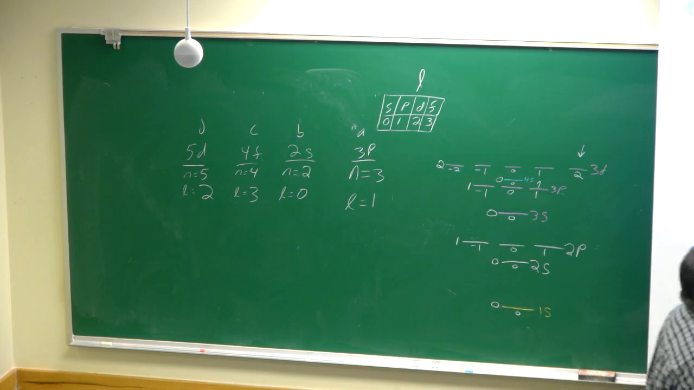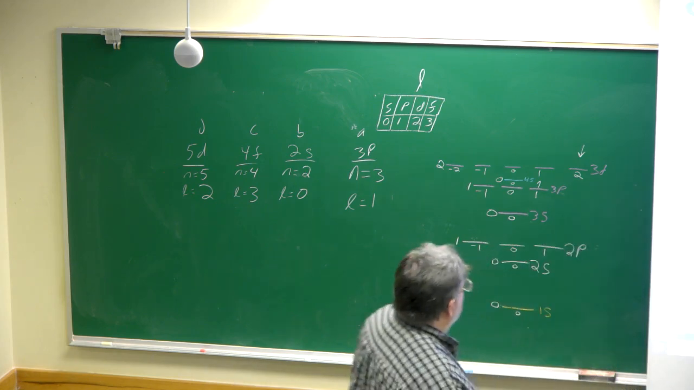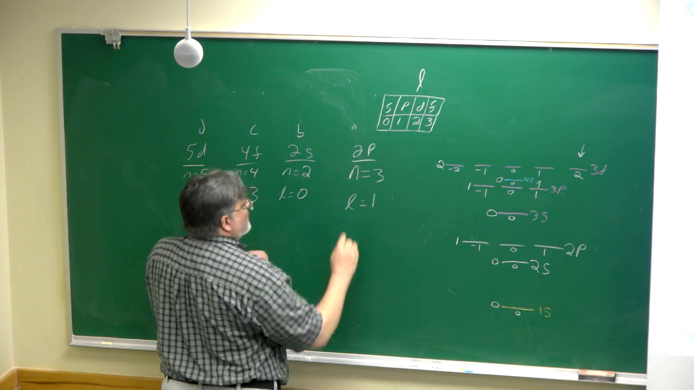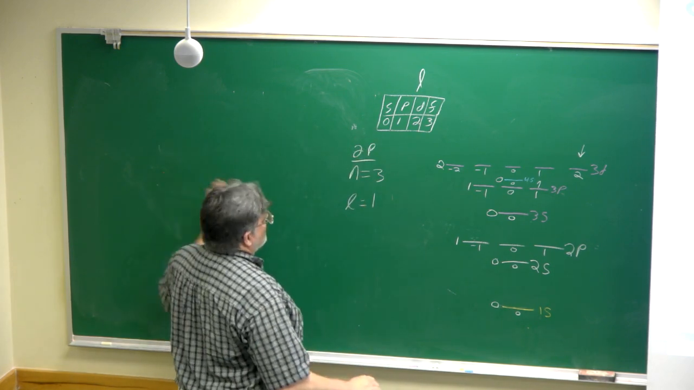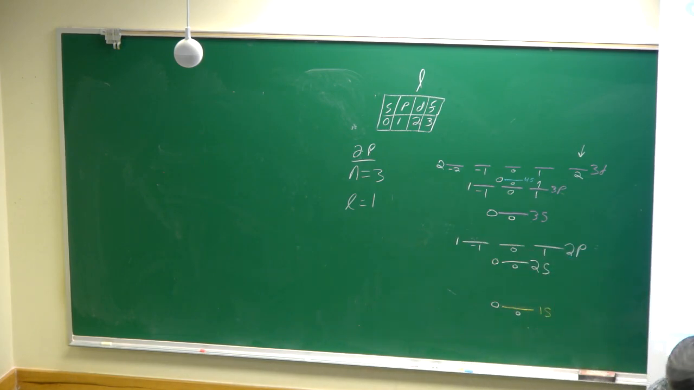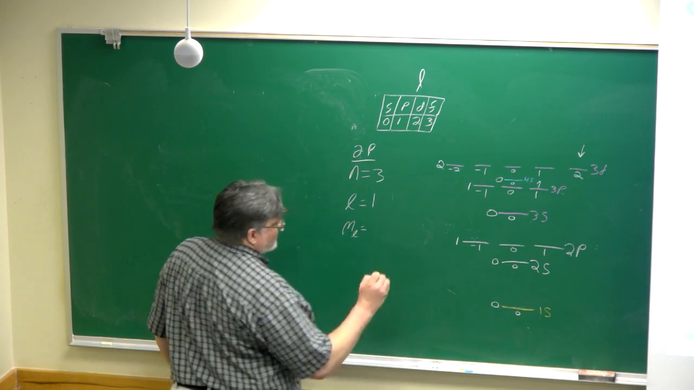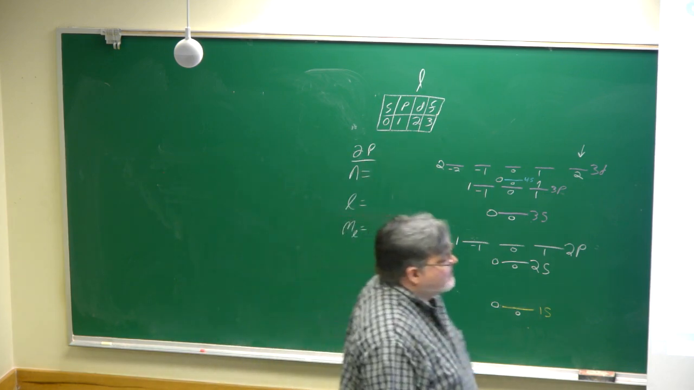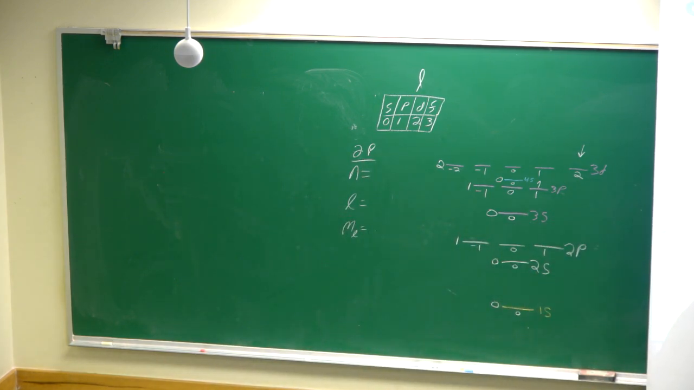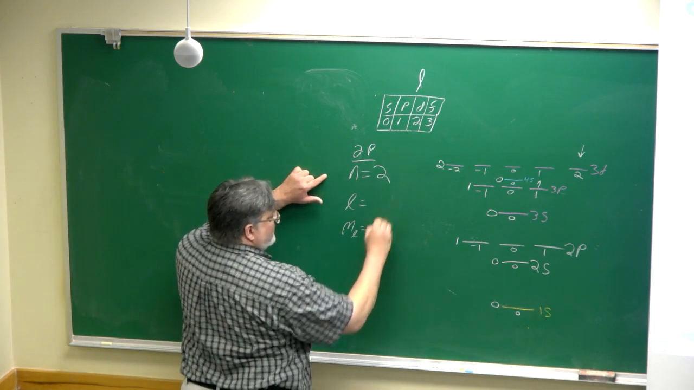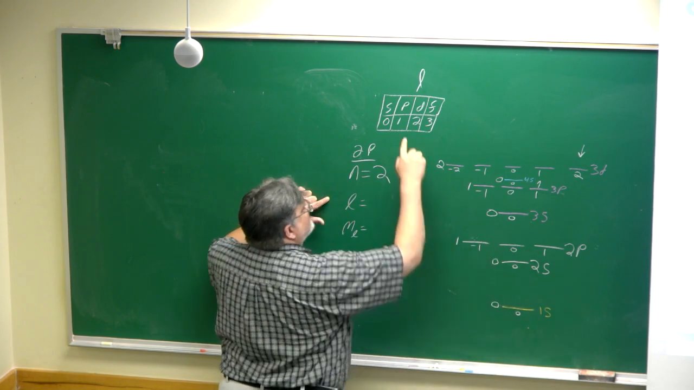Give the n, l, and m sub l values for each orbital in the 2p subshell. That's 5.58. Is that on the list? Yes. So 5.58. Now they want n, l, and m sub l for each orbital in the 2p subshell. Here's 2p. So n is 2. l for the p's, it's 1 for l.